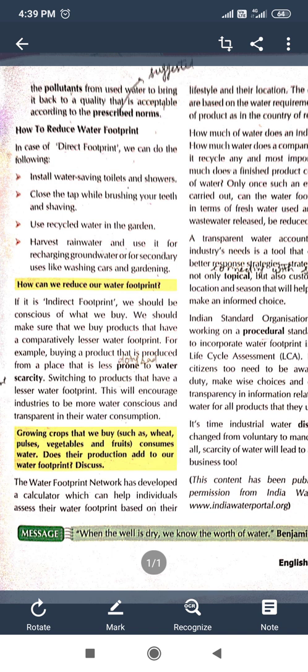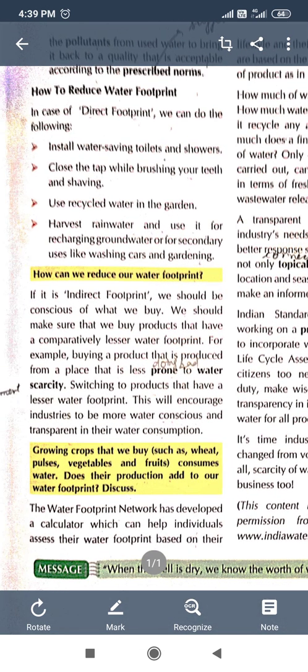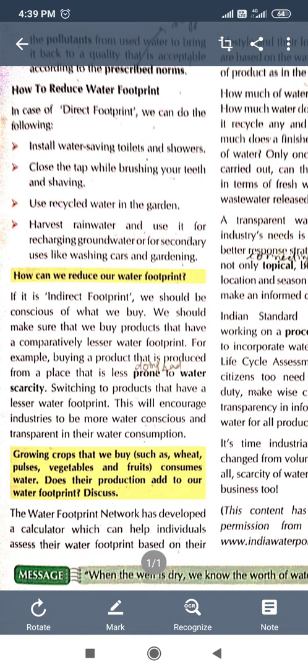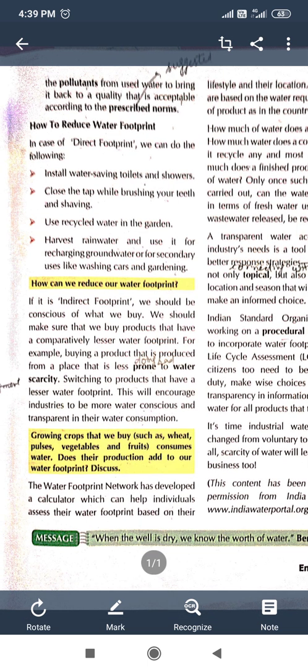For example, buying a product that is produced from a place that is less prone to water scarcity means we should buy a product which is produced from that place that is less prone to water scarcity, which is doing less bad to water scarcity. Switching to products that have a lesser water footprint means we should use those products that have lesser water footprint, that have lesser water usage.